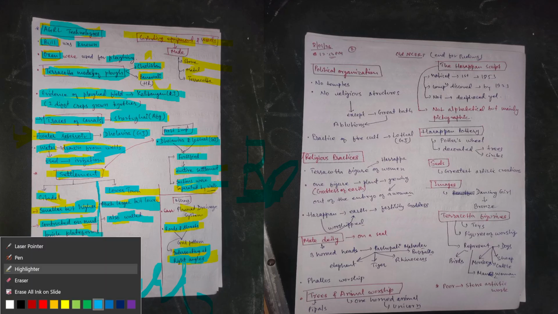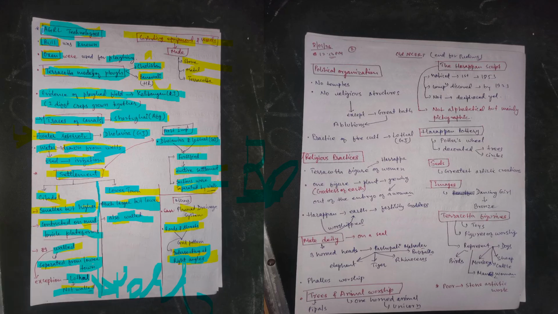So now it is time for the third revision. Let us do the third revision. We are talking about agriculture technology. The bull was known to the Indus Valley people. Oxen were used for plowing. Terracotta models of plow have been found from Cholistan and Banawali in Haryana. Evidence of plow field has been found from Kalibangan in Rajasthan. Two different crops were grown together.